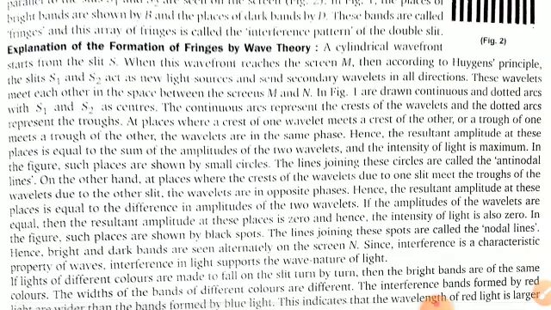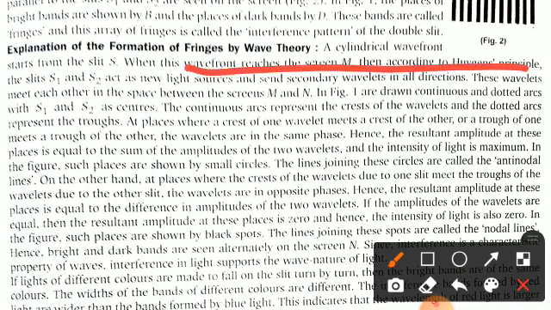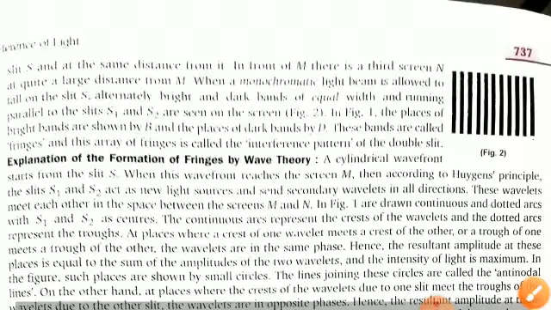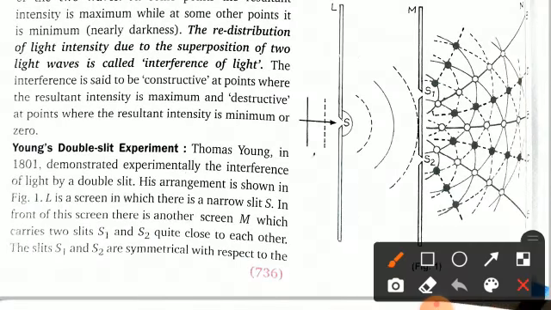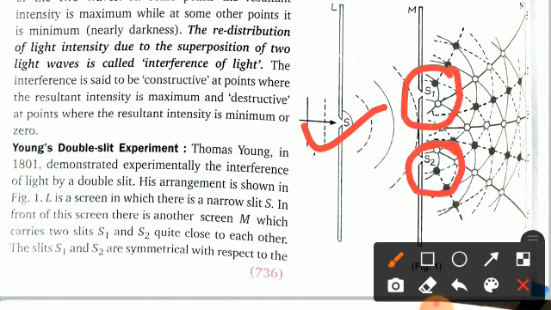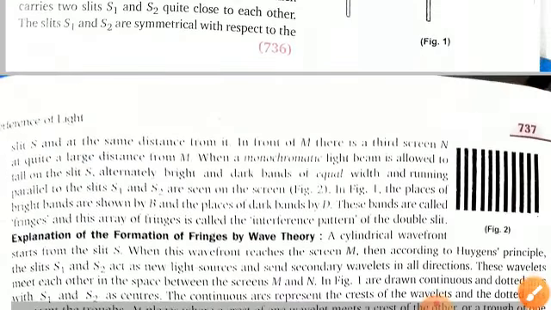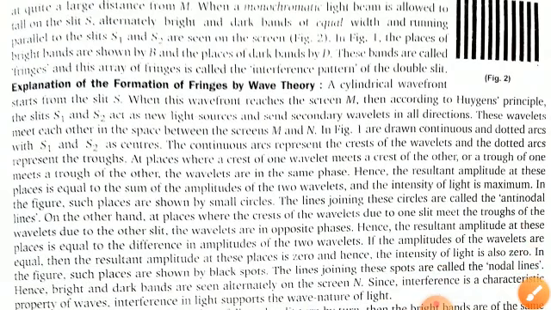A cylindrical wavefront starts from the slit S. When this wavefront reaches the screen M, then according to the Huygens principle, the slits S1 and S2 act as new light sources and emit secondary wavelets in all directions. Now the light coming from this source S, clear, is considered to be the new light source for the slits S1 and S2. Fine. So that is what is written over here. These wavelets meet each other in the space between the screens M and N.